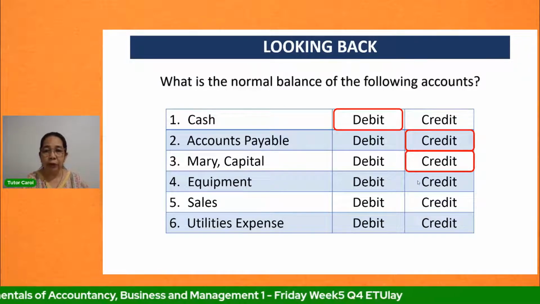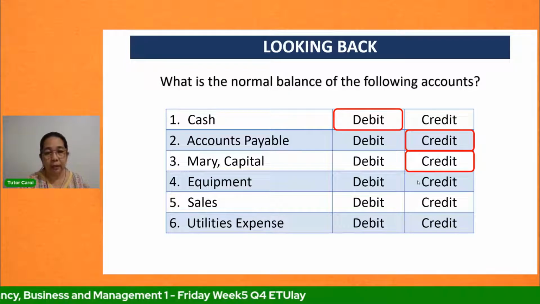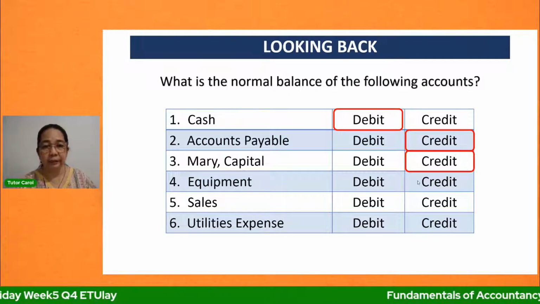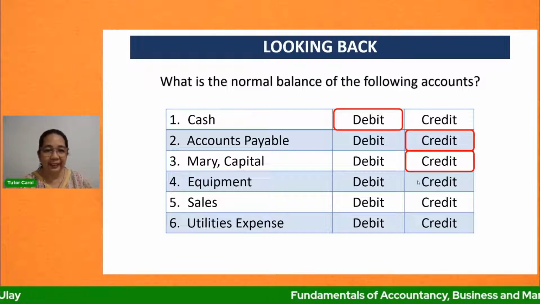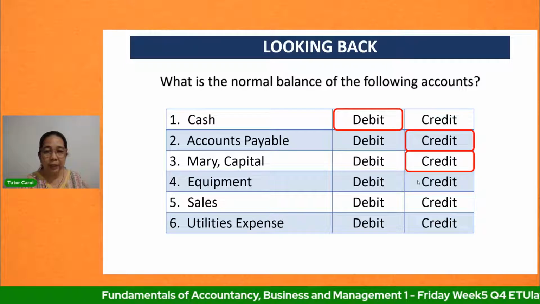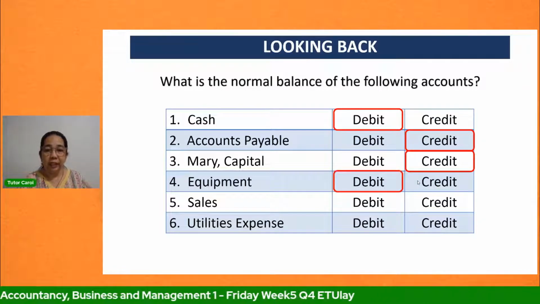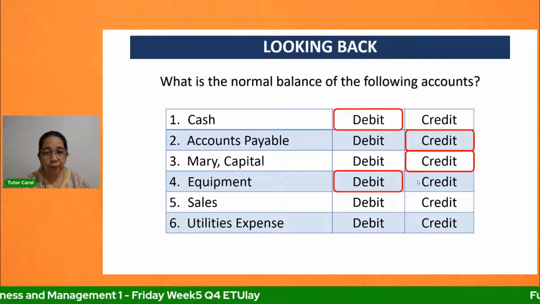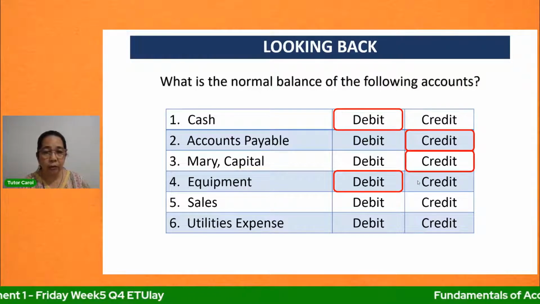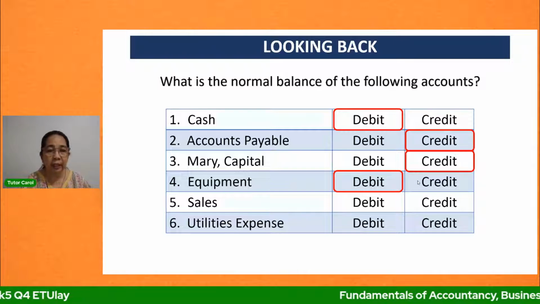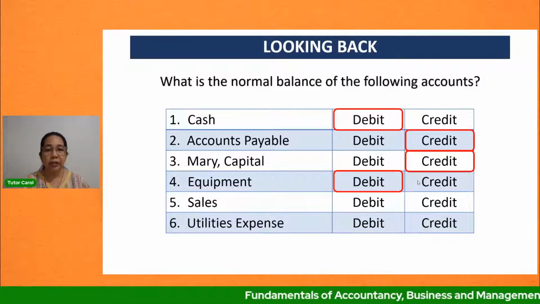How about number 4? Equipment. Okay, normal balance ng equipment. Okay, sige, let us reveal the answer. Nag-i-increase ang equipment sa debit side, because equipment is an asset account. So, nag-i-increase ang asset sa debit. So, equipment increases on the debit side.